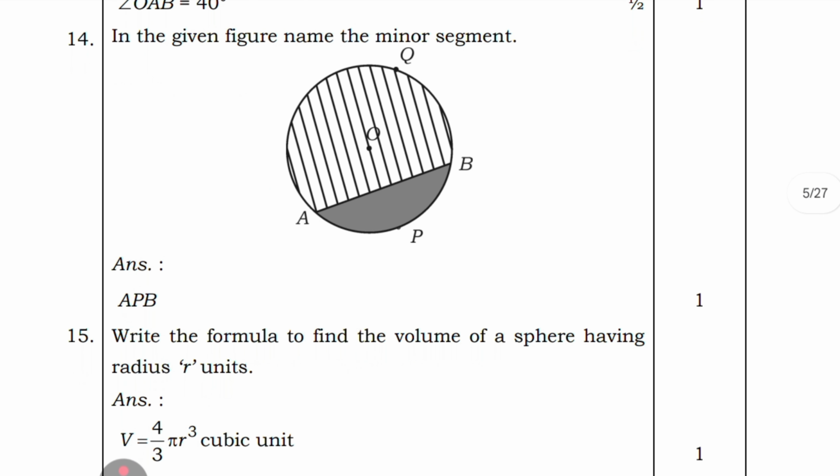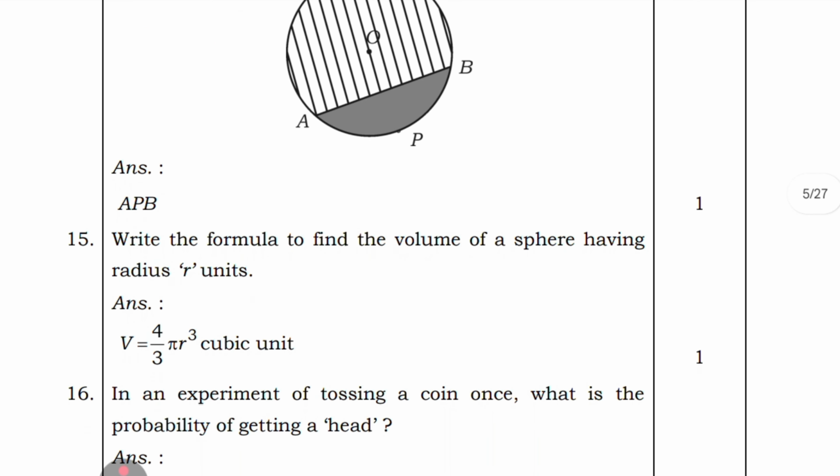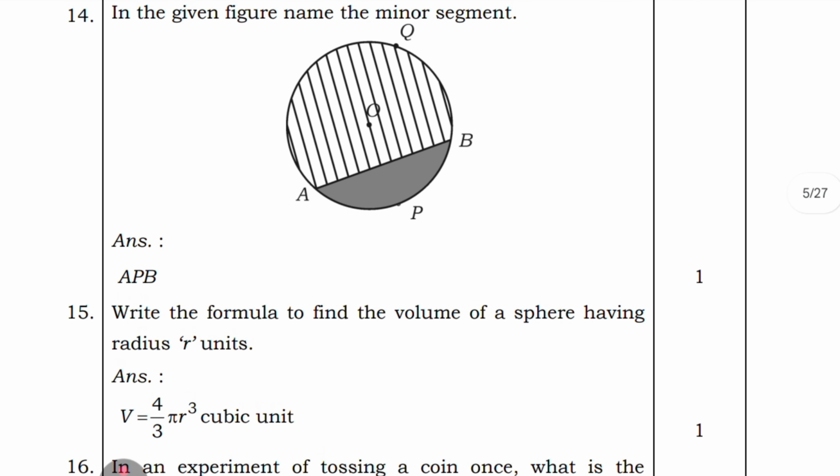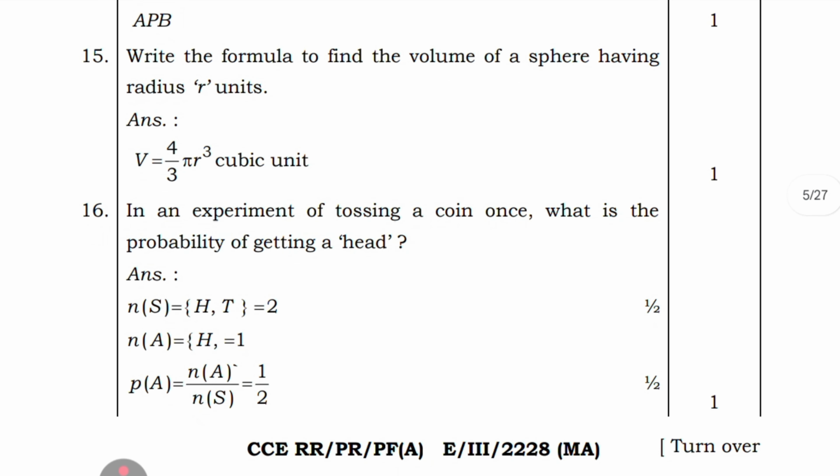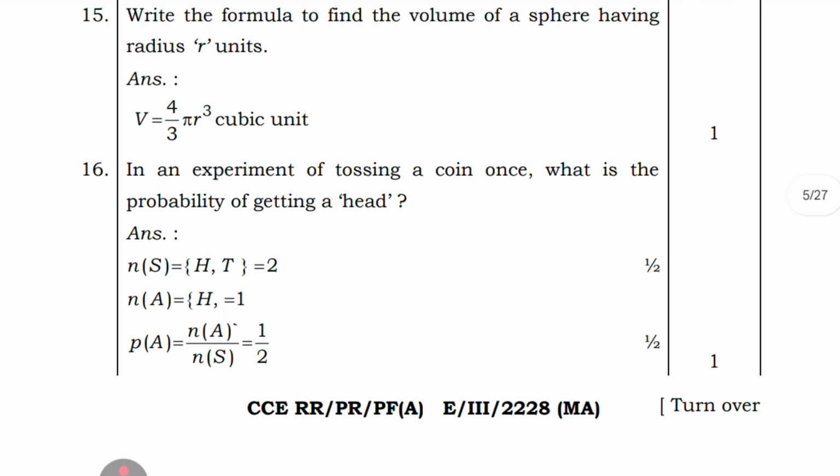In the given figure, name the minor segment. Here the answer is APB is the minor segment in this figure. Come to the 15th question. Write the formula to find the volume of the sphere having radius r units. Answer is V is equal to 4 by 3 pi r cube cubic units.